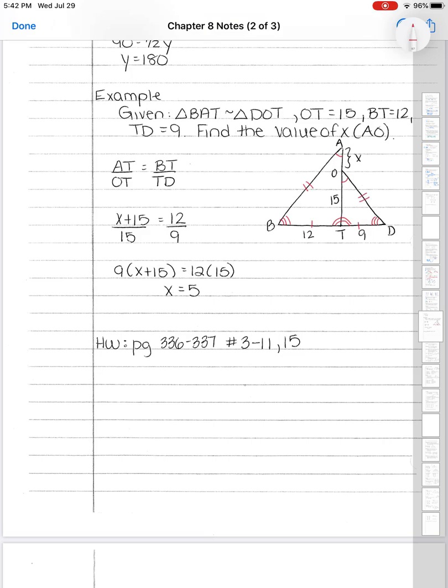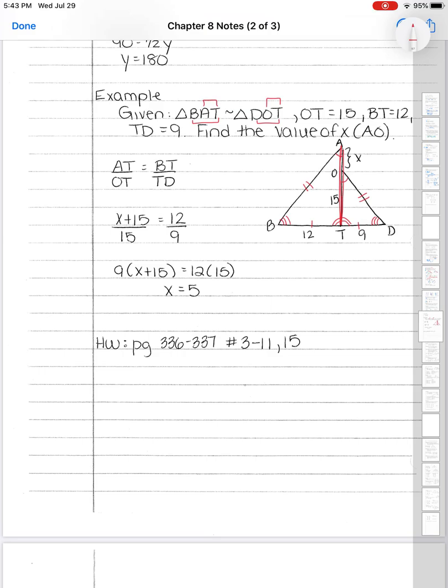All right, let's look at the last one here. So it says, given they're similar, so we know they're similar to each other, maybe I can add some congruent marks here. So BT matches with DT. Angle A, I know, goes with angle O right here. T would go with T. 1, 2, 3, just so I have some marks on here in terms of who's equal to who. It's just helpful. And then I have OT is 15, BT is 12, TD is 9. And I want to find the value of X, which is AO.